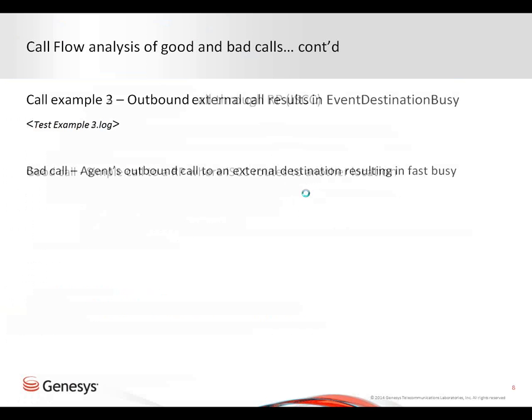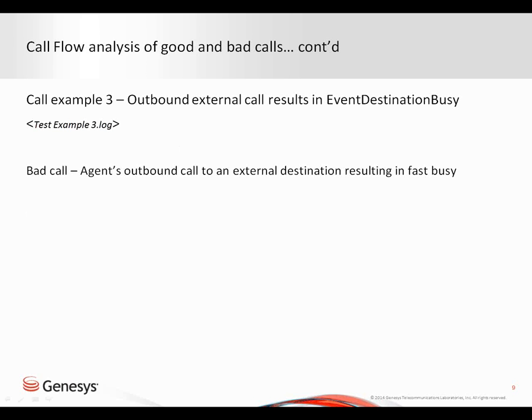So moving on, we're actually going to start getting into some failure scenarios. Those two were just a warm up to show you what good calls would look like, and to give you an idea of the analysis technique that I'm using. In our third example, we get into the failure scenario where an agent's call to an external destination results in a fast busy being received by the agent, and also an event DestinationBusy being generated.